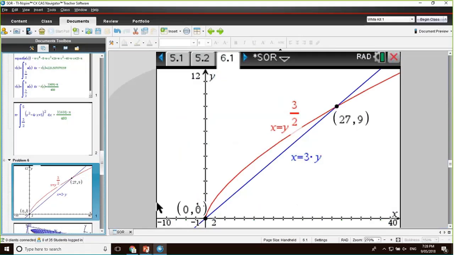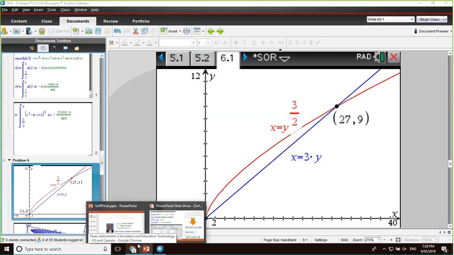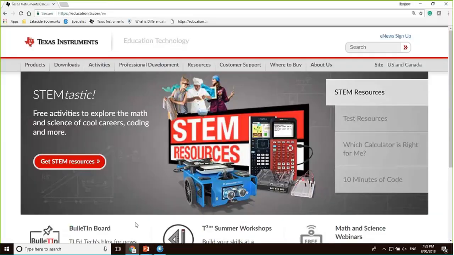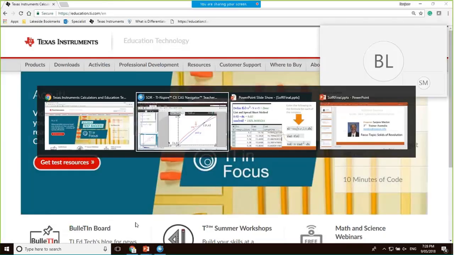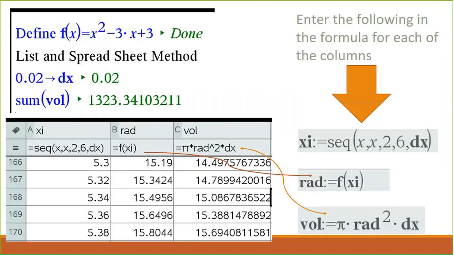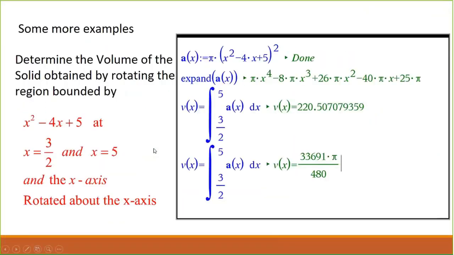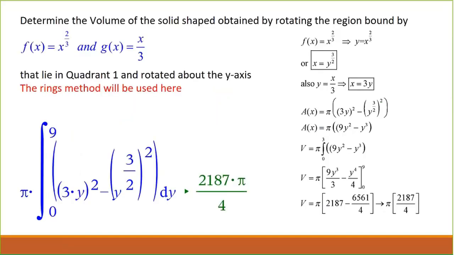Okay, the problem is on the PowerPoint. So Alt-Tab. So we're using the intersection between 2 curves? Yeah. All right. So let's go quickly here. I've skipped to that. So we are looking at this function here. Determine the volume of solid shape obtained by rotating. So that's my first function, and that's the second function, which is obviously a straight line. And we are rotating it, I think, in the y-axis. Yeah. So we are saying it lies in quadrant 1 and rotated about the y-axis.